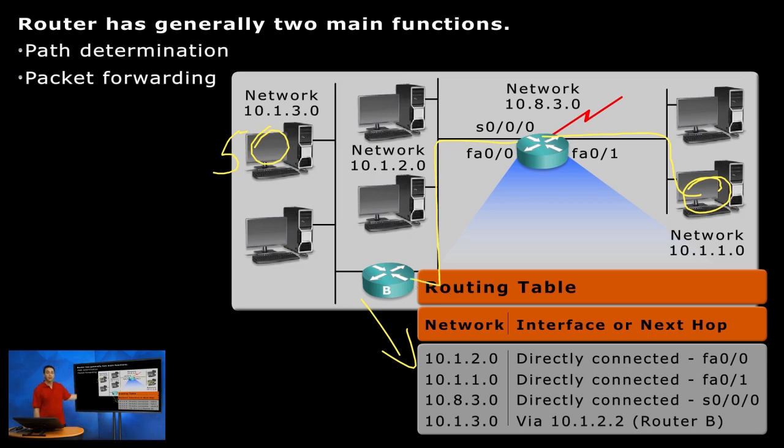And there we go. So now it's reached there, and then router B would do the same thing. So every router has 2 responsibilities. That is, number 1, determine the path. Number 2, once you know the path, you can forward packets by doing routing table lookups.